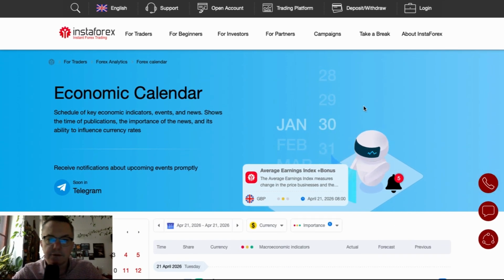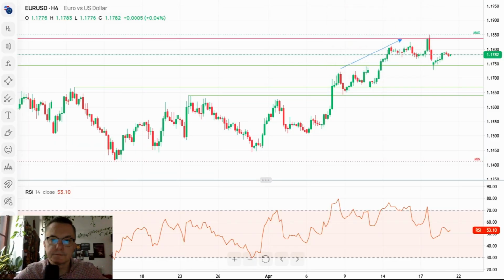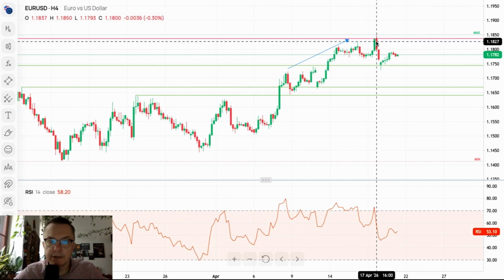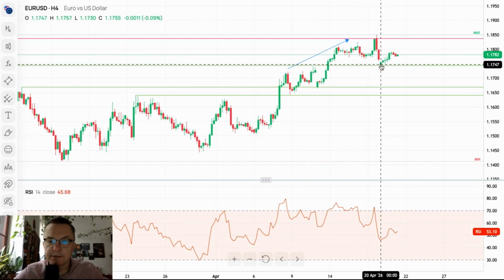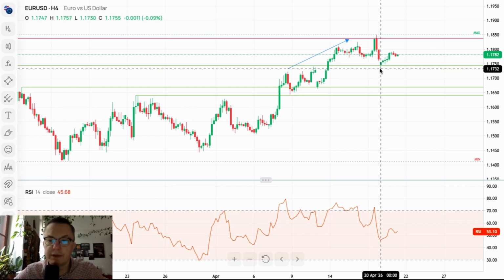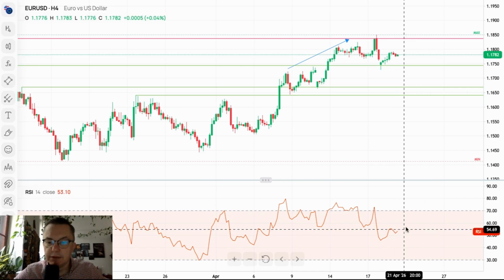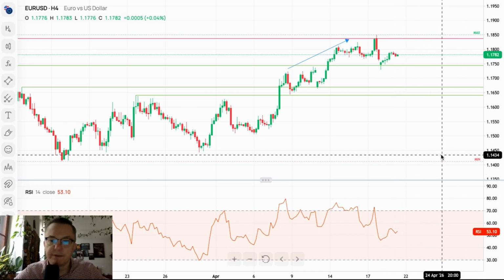So without any further ado, let's switch to the charts straight on. We are looking at the euro dollar first. So the euro dollar reversed from 1.1850. As you can see, the technical support at 1.1744 was strong enough to provide a bounce higher. Nevertheless, the volatility is very limited. The local high here after the bounce is 1.1792. Momentum is barely positive, 53 points only.